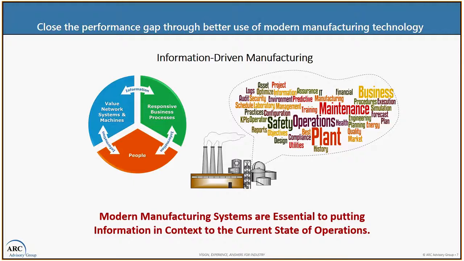Information is also essential to modern manufacturing. Information drives manufacturing. The information is essential for the equipment, the people, and the processes to perform to their optimum. But information must be available in the context of what is happening at the particular point in time when the information is used. Modern manufacturing systems are both a generator and a consumer of information. And these systems are essential to making the entire value chain work.